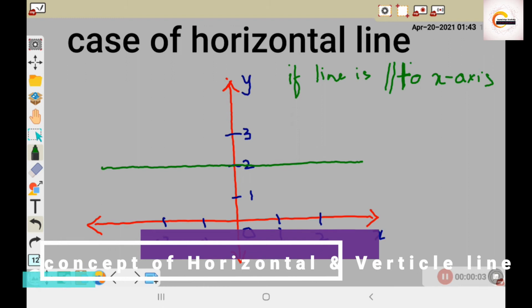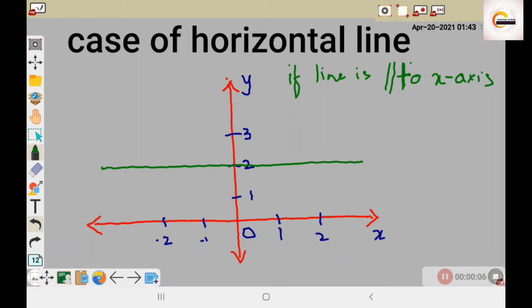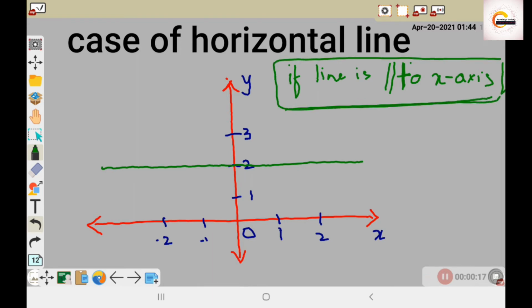So before solving question number 3 and question number 4, let's go through these two very simple concepts, the case of a horizontal line and the case of a vertical line. If a line is parallel to the x-axis, what is its gradient going to be? The green line, let's say C, represents the straight line. If a line is parallel to the x-axis, its gradient is going to be 0. Let's put 2 points on the straight line, A and B.